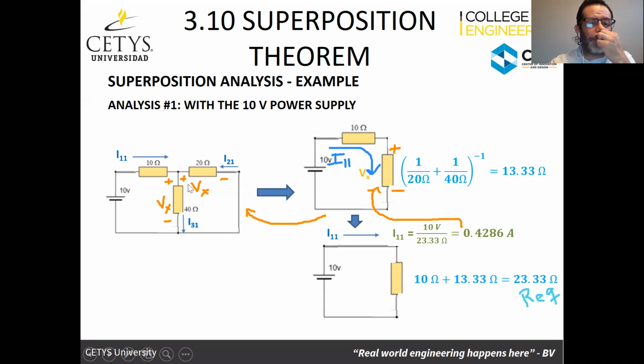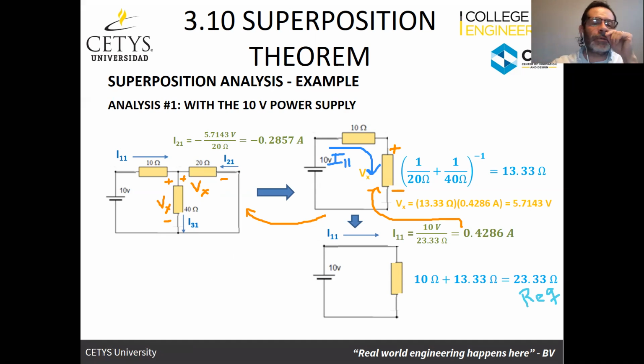Okay, so going back, we've got the plus and the minus here. This is going to be Vx. So now if we have the voltage that corresponds to these two elements, we can find the currents. And so current I21 is going to be the voltage, which is 5.7143 that we already found, divided by 20. But it is going to be negative.